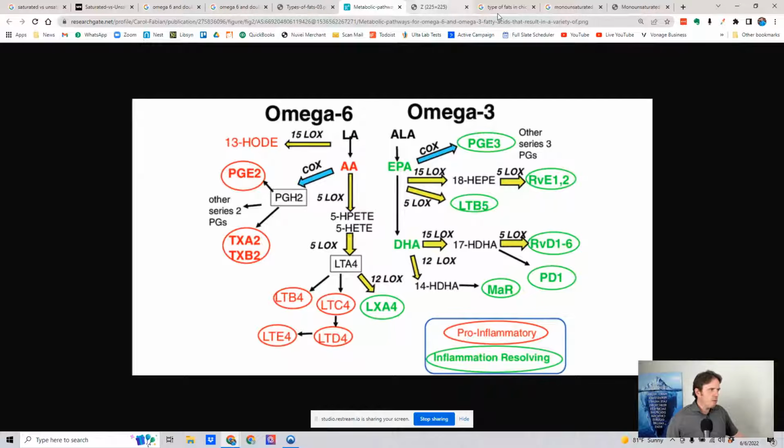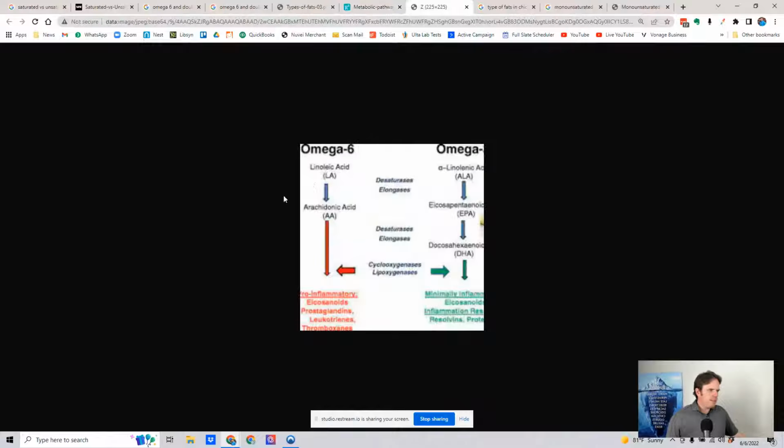Excellent. And so you can see the omega-6. Oh, let me just pop this one up here. You can see the omega-6 side, your linoleic, your arachidonic acid, and what it's forming. And then you can see the omega-3 as well. And again, if you're getting omega-3 from things like flaxseed or ALA, alpha-linolenic acid, guess what? You don't have a great conversion there.